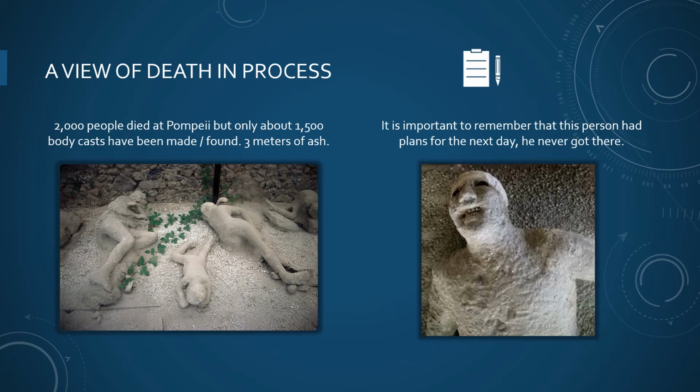When it was found that they had this situation, they poured plaster of Paris into the holes, into the spaces, and this is what came out. Now, 2,000 people died at Pompeii, but only about 1,500 body casts have been made. And that's because only about 1,500, a little bit more, a little bit less, have been found. And there was an average of 3 meters of ash on top of any given surface. So houses, people, ditches, walls, so on.